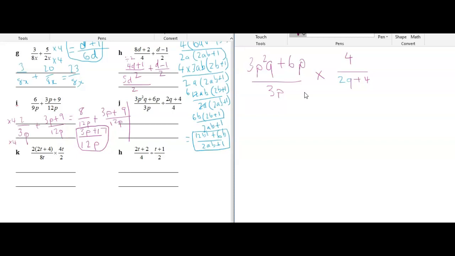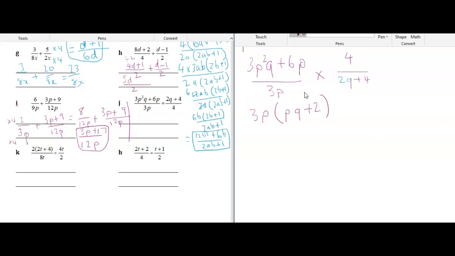I'm not going to do the multiplication just yet. I'm going to simplify just this fraction. You can do the multiplication if you want to. There's nothing wrong with that. So I'm going to take 3p out as a common factor in this expression. So that means I'm left with pq plus 2.